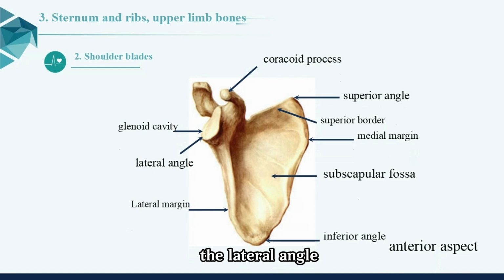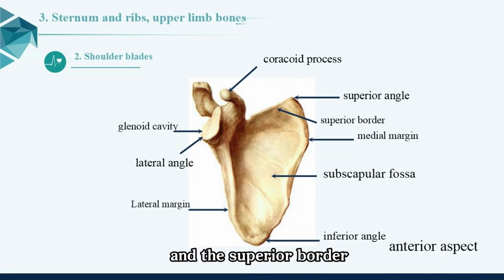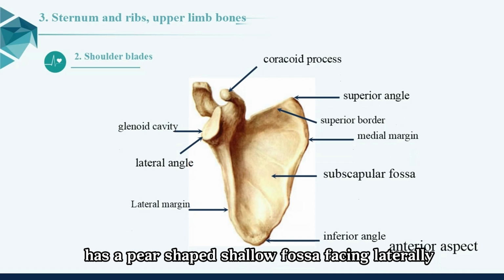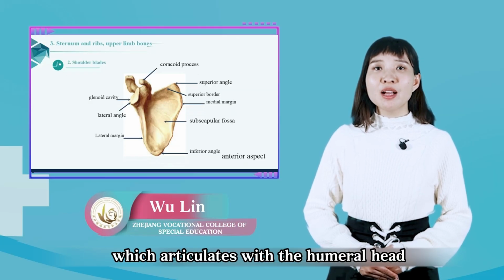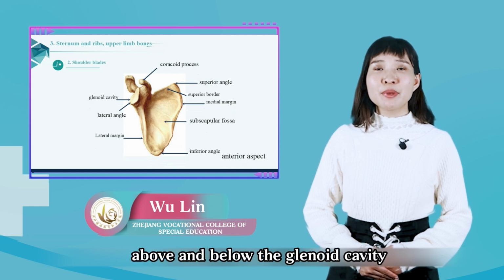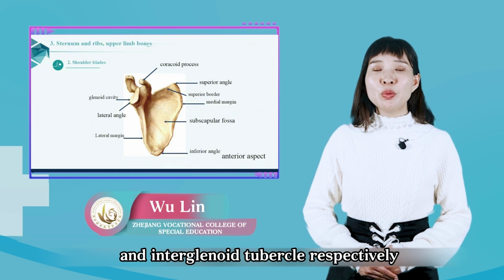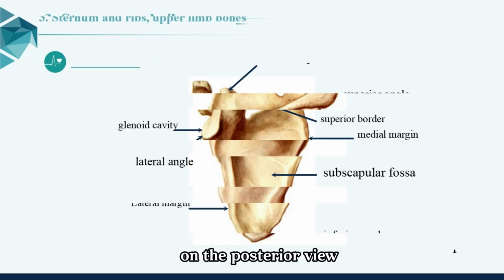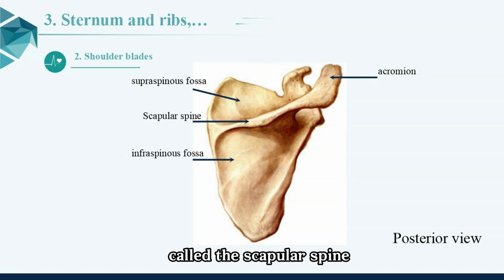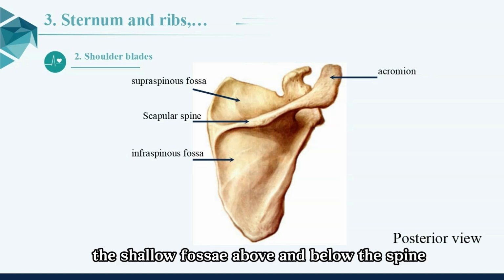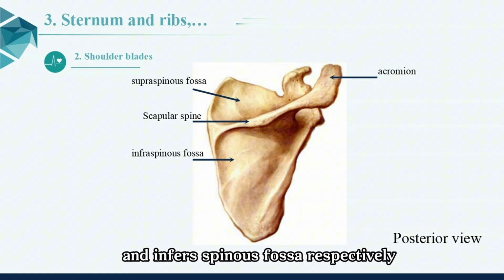The lateral angle, the thickest part at the junction of the axillary border and the superior border, has a pear-shaped shallow fossa facing laterally, called the glenoid cavity, which articulates with the humeral head. There is a rough prominence above and below the glenoid cavity, called the supraglenoid tubercle and infraglenoid tubercle respectively. On the posterior view, the dorsal surface has a transverse ridge, called the scapular spine. The shallow fossae above and below the spine are called the supraspinous fossa and infraspinous fossa respectively.